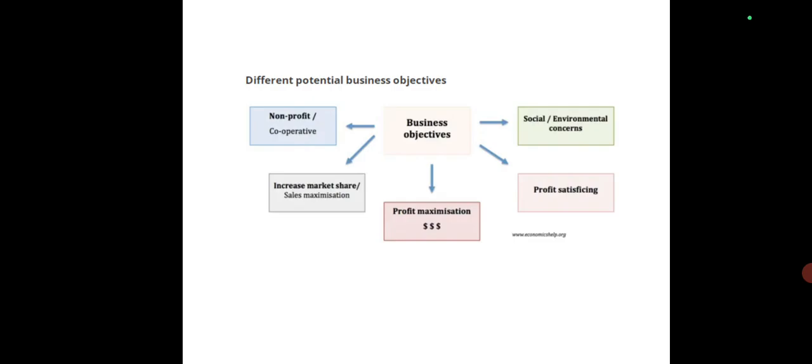So, what are the different potential business objectives? These are non-profit cooperatives, increased market share or sales maximization, profit satisficing, and social and environmental concerns. So, this is all about the alternative theories of a firm.